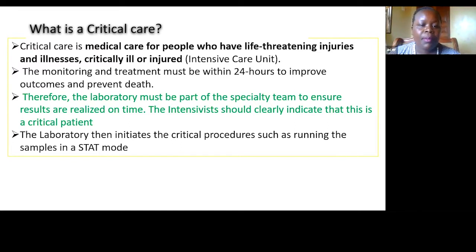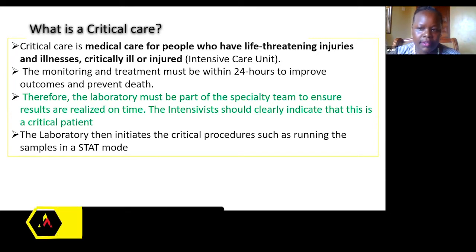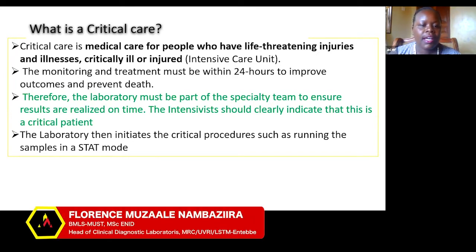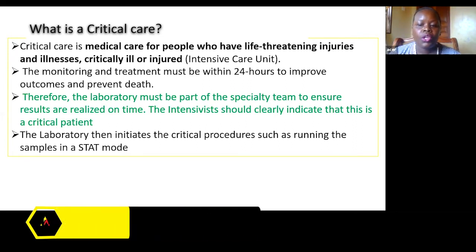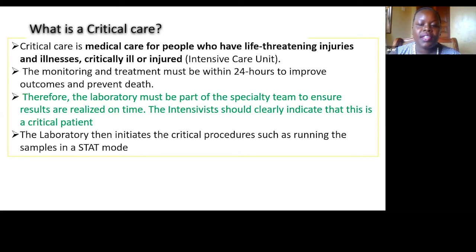The time must be clearly defined. This is the time from when you are receiving the clients to monitoring for any improvement, and the aim is to prevent death. So the role of the critical care team is to ensure death is prevented and other comorbidities are prevented. The laboratory must be part of this special critical care team, to ensure that results are released on time.